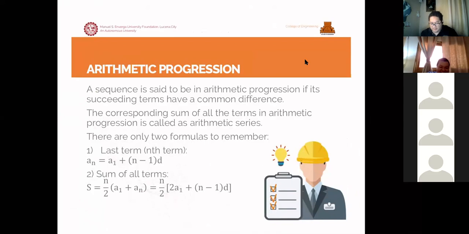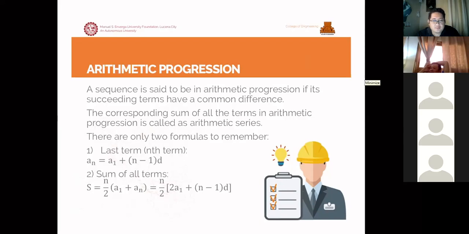Okay, sa arithmetic progression is a sequence. Yes, yes, doon po sa problem kanina, pwede nang isa lang variable yung gamitin. Okay? Arithmetic. Ayan, sige, arithmetic progression po tayo.